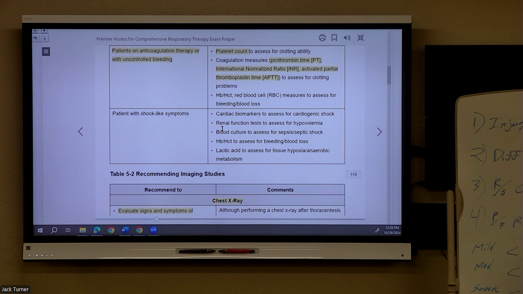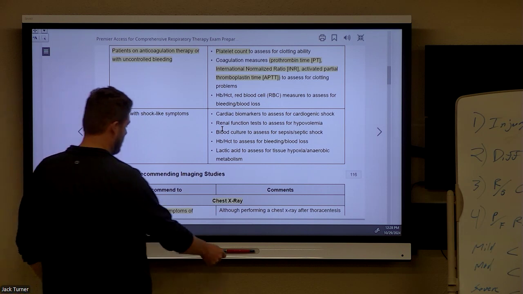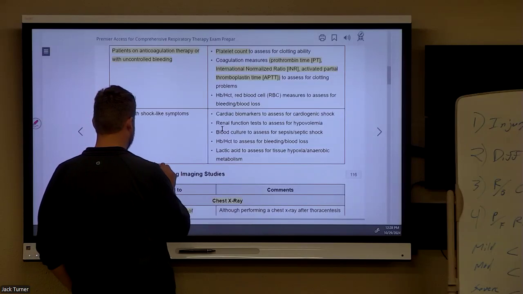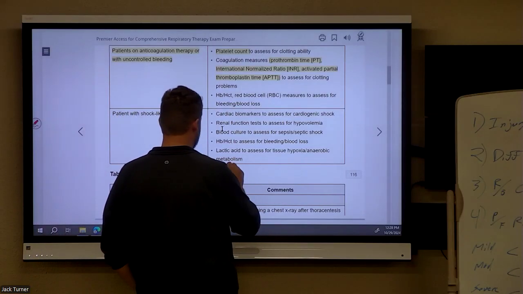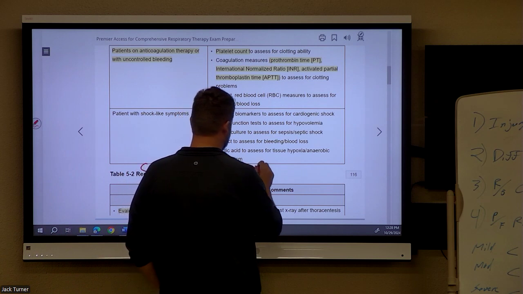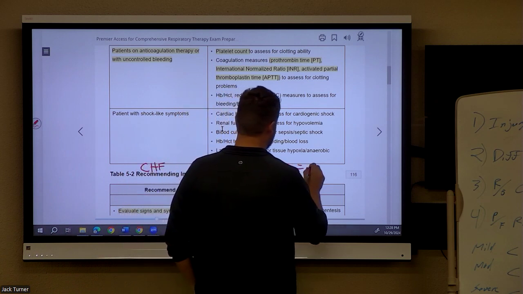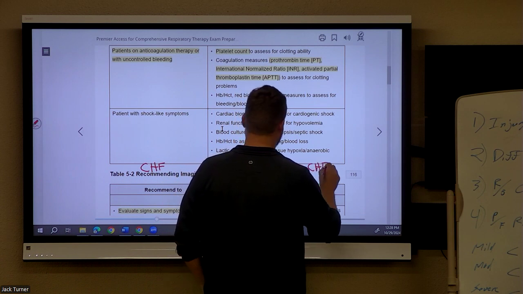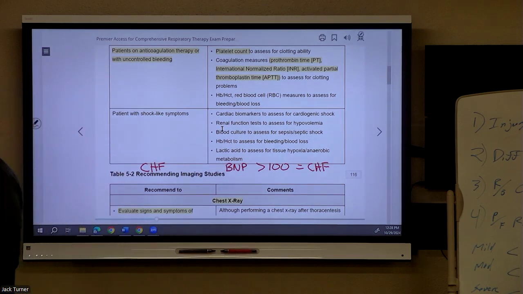Okay. And over what is heart failure? 100. Anything over 100 would indicate heart failure. CHF, we want to get BNP. Anything over 100 equals heart failure. It could indicate right-sided heart failure as well, but typically we're using this to indicate left-sided heart failure. Essentially, all it's telling me is that the cardiac muscle and the ventricle wall is being overstretched. That's really all that's telling me. Okay.